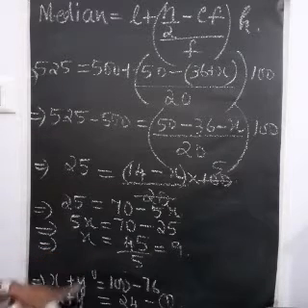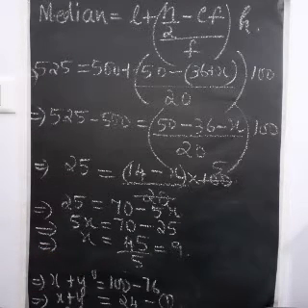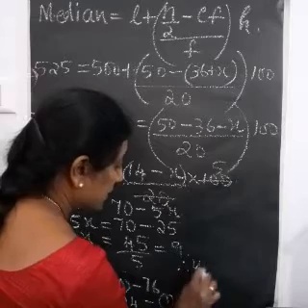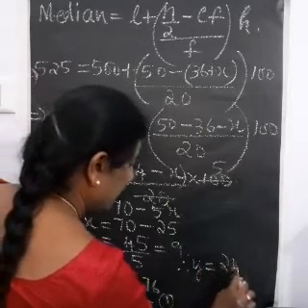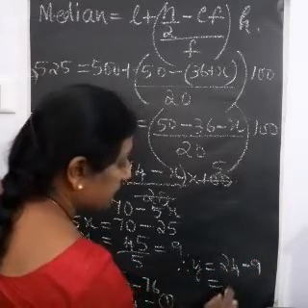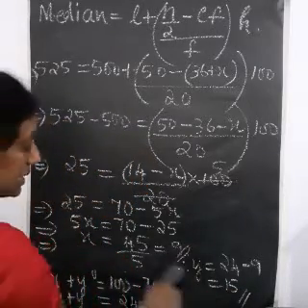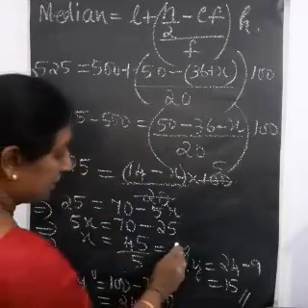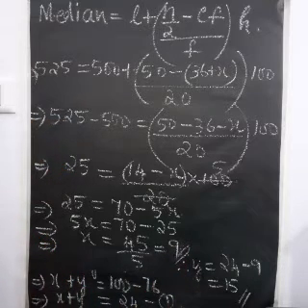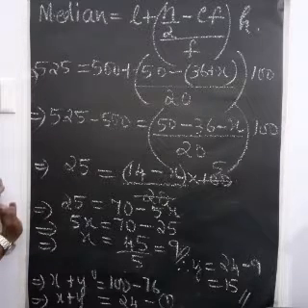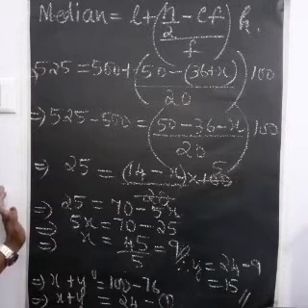If I have got x as 9, we can substitute in x plus y equal to 24 and get the value of y. So y is equal to 24 minus 9, that is 15. So what are my values for x and y? x is equal to 9 and y is equal to 15. I hope you have understood how to apply the formula, substitute and get the value for the missing frequency.